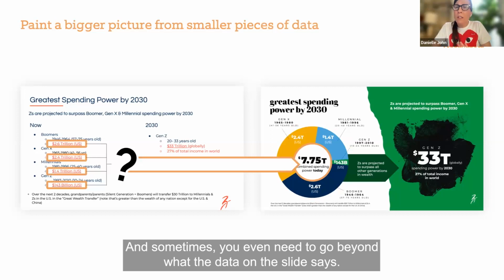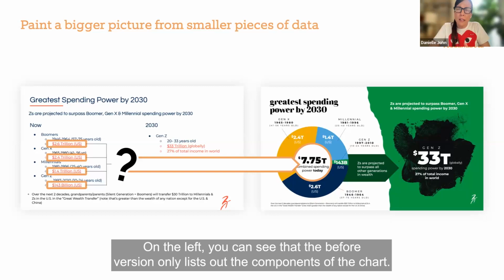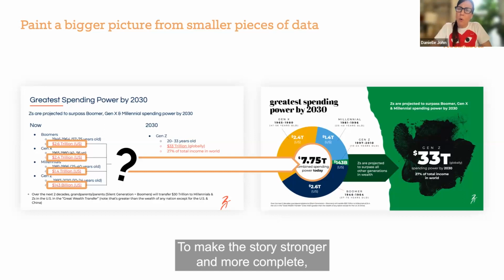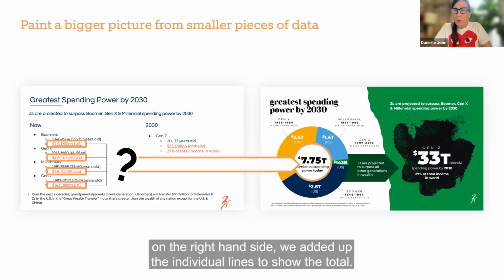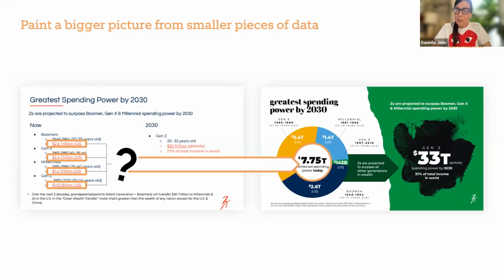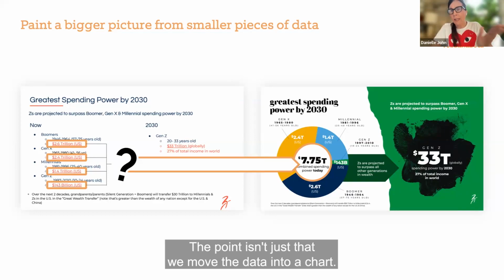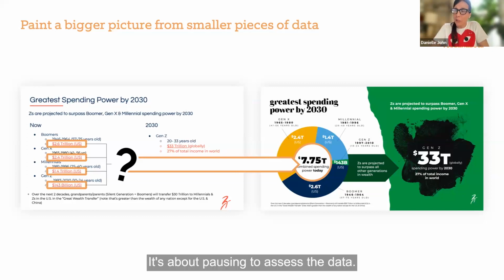And sometimes you even need to go beyond what the data on the slide says. On the left, you can see that the before version only lists out the components of the chart. To make the story stronger and more complete on the right-hand side, we added up the individual lines to show the total.